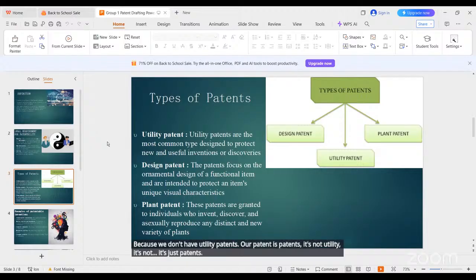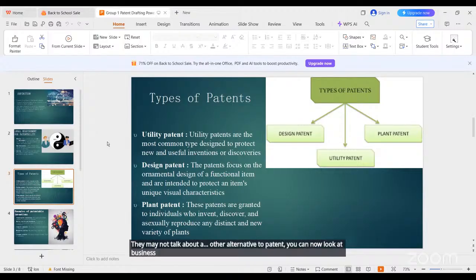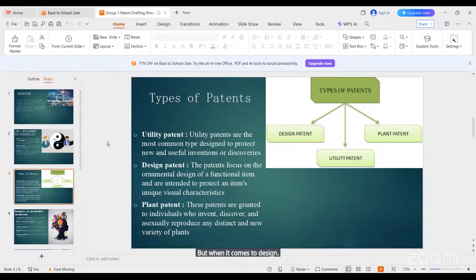Then when you talk about other alternatives to patent, you can look at business model or utility model. But when it comes to design, what we have is patent and design registry. The patent registry handles patent. The design registry handles industrial design. It is not called design patent. So you want to be very sure of the terminologies you are using, depending on the jurisdiction.